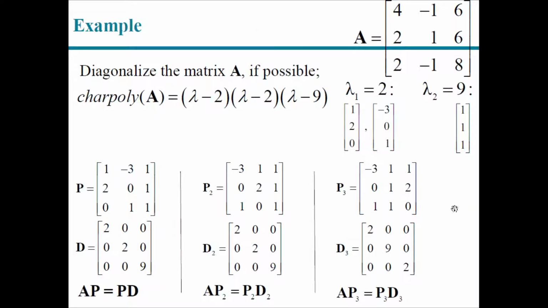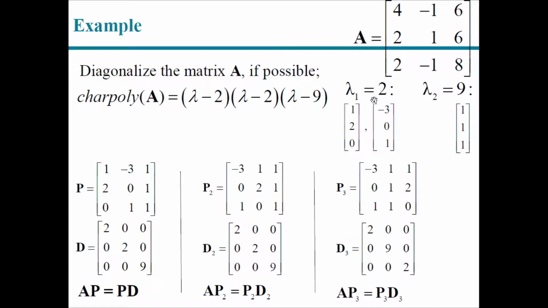Here I have a 3 by 3 matrix. I computed the characteristic polynomial, and it turns out that 2 is an eigenvalue of algebraic multiplicity 2, and 9 is an eigenvalue of algebraic multiplicity 1. So for 9, immediately I know that its geometric multiplicity will be 1 also. And indeed, when I compute the eigenvector associated with 9, I get only one vector, obviously.